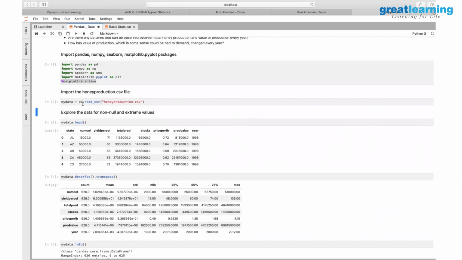So now we are importing pandas, numpy, seaborn, matplotlib. These are the 4 things that we need. Pandas is primarily for creating the data frame. Numpy is for doing some mathematical calculations as required. Seaborn and matplotlib are primarily the visualization libraries that we use. So we're using, as usual, the read CSV function to read the CSV file, honey production.